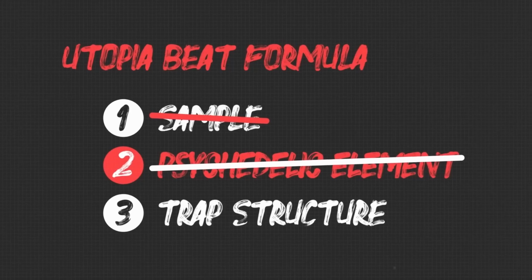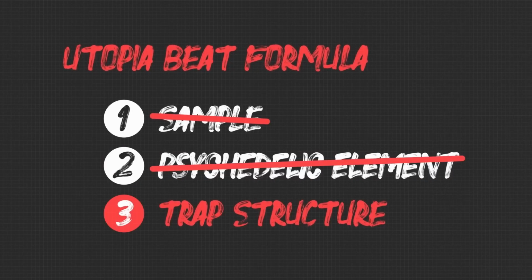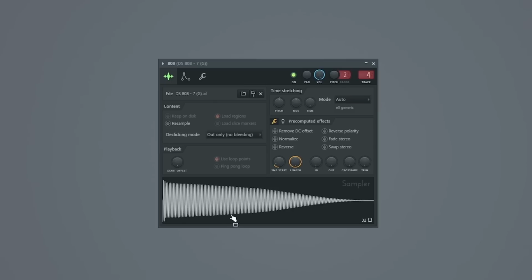Now let's move on to the last part of our checklist, which is to put this into a trap structure. So let's start by bringing in an 808 that's super distorted and over the top, much like the ones that appear in this album. So this is what I'm going to use.